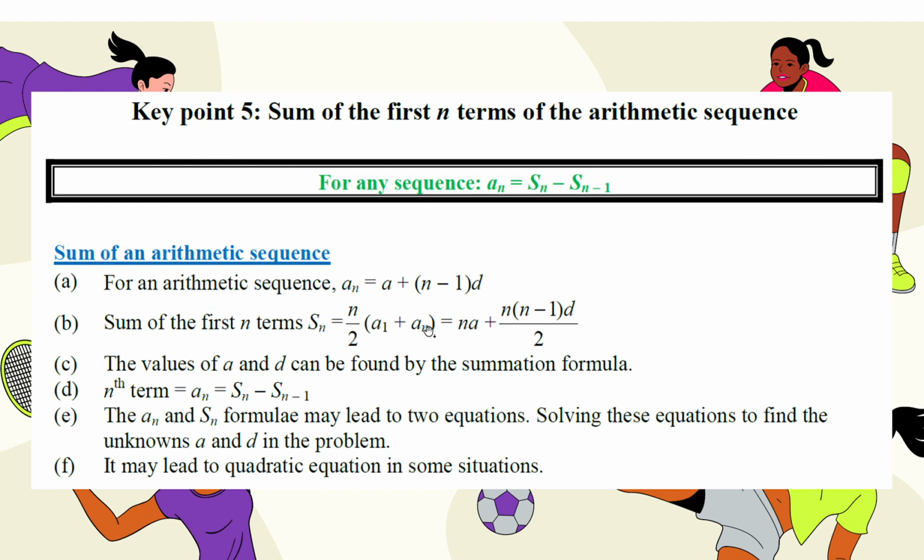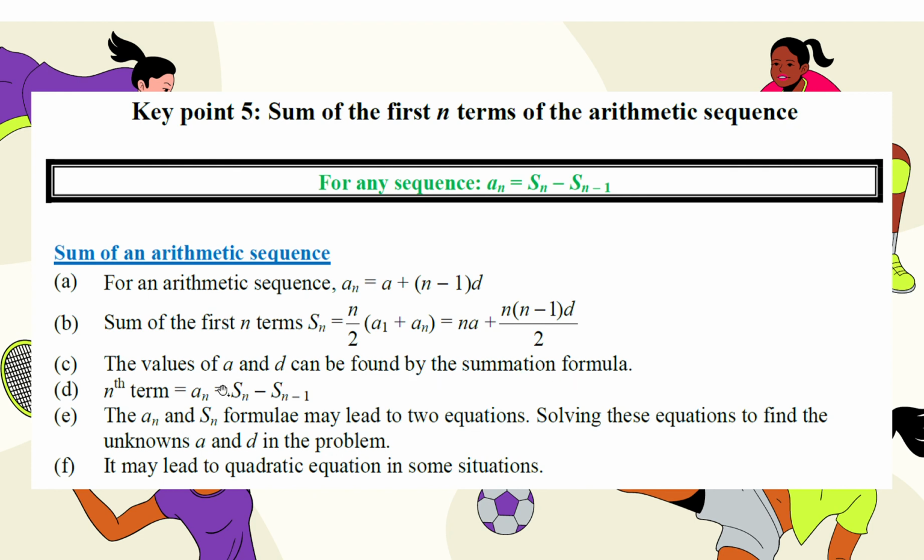So this is the concept of addition. And then you can combine them and it becomes n times (2a plus (n minus 1)d) over 2. This is an important equation you need to remember, okay? You really need to remember it. It's useful for the sum to the n-th term of the arithmetic sequence. Remember n(2a plus (n minus 1)d) over 2, or this concept: n over 2 pairs of what number? a1 plus a_n, the first and the last one. And the values of a and d can be found by the summation formula.